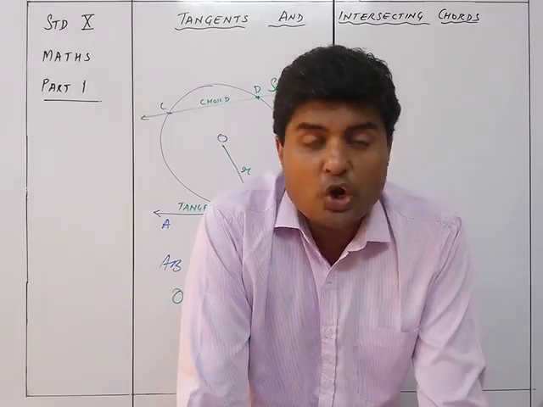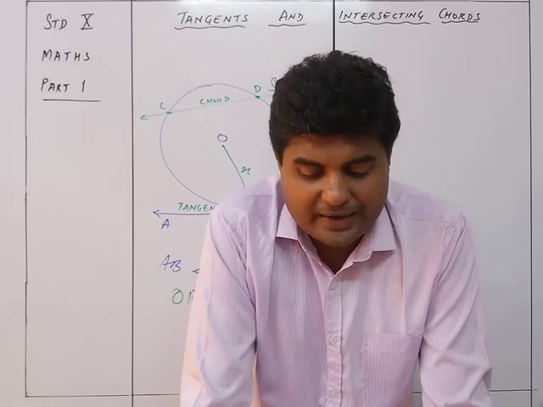So we have to remember that no tangent can be drawn to a circle through a point inside the circle.